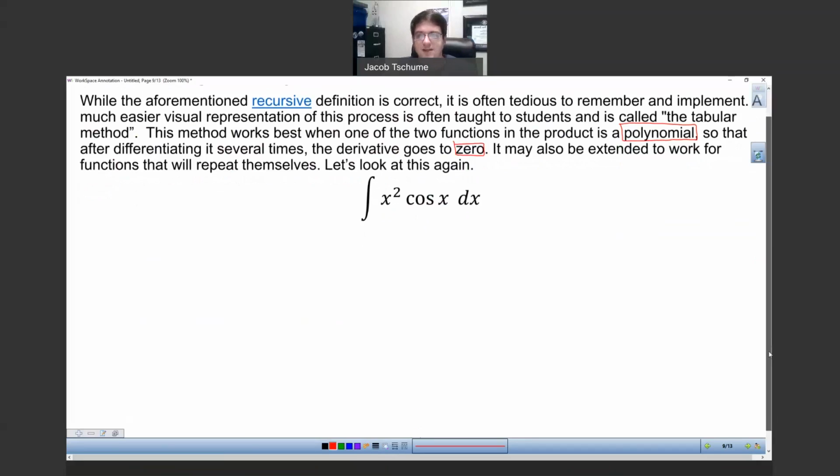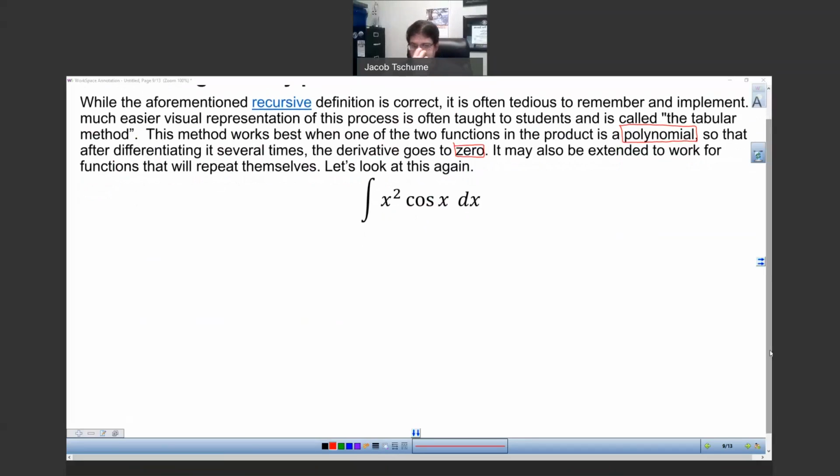So let's revisit x squared cosine x, and see if we can get the same answer doing the tabular method of integration. What I usually do is take my polynomial function and put it in one column, and put my other term in the other column. Since the polynomial derivative will eventually go to 0, down the first column you take as many derivatives as it takes until you get to 0. The derivative of x squared is 2x, 2x becomes 2, 2 becomes 0.